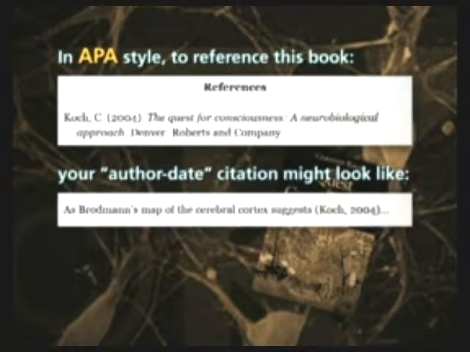Your sentence might read, as Brodmann's map of the cerebral cortex suggests, open parentheses, Koch 2004, close parentheses, and so on. The reader would then turn to the back of the paper to find the title of the Koch book as well as the other publishing information. So you see that the basic reference is contained in parentheses inside the text. It makes it very quick and easy for the reader rather than having to refer to a footnote at the bottom of the page. And simply turning to the reference list at the back of the paper provides all the detailed information if the reader wants to track down the Koch book for himself or herself.